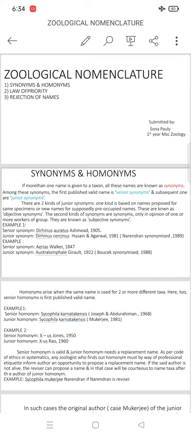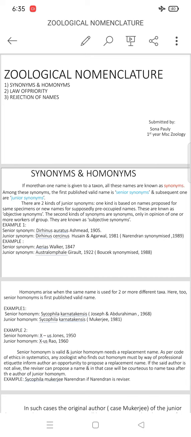And there are two examples. The first example for senior synonym and junior synonym: the senior synonym is Dirhenis oratus by Ashmead in 1905, and the junior synonym is Dirhenis cercinus by Hussain and Agarwal in 1981, synonymized by Narendran in 1989. Then the second example: the senior synonym is aureus by Walker, 1847. Then the junior synonym is australophyllae by Girault in 1922, synonymized by Boucek in 1988.